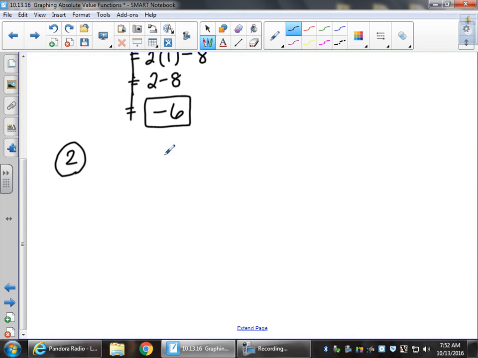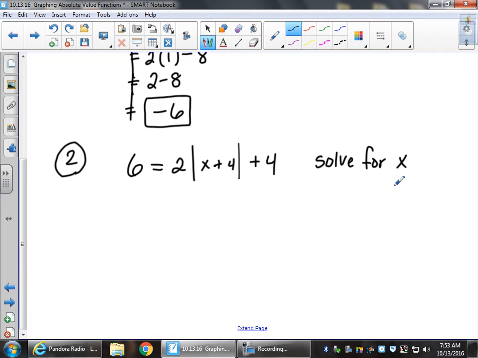Number 2 says 6 equals 2. Just by looking at what we're starting with, how many answers should we end up with? 2. Very good.